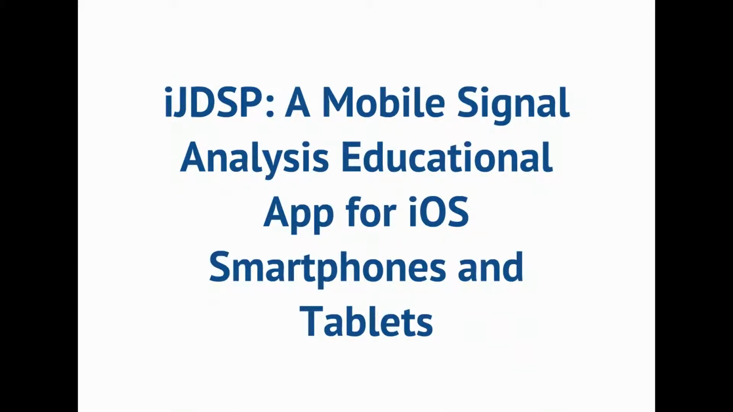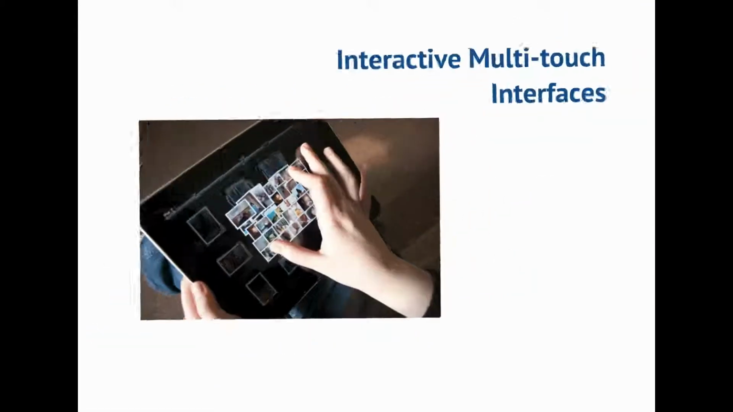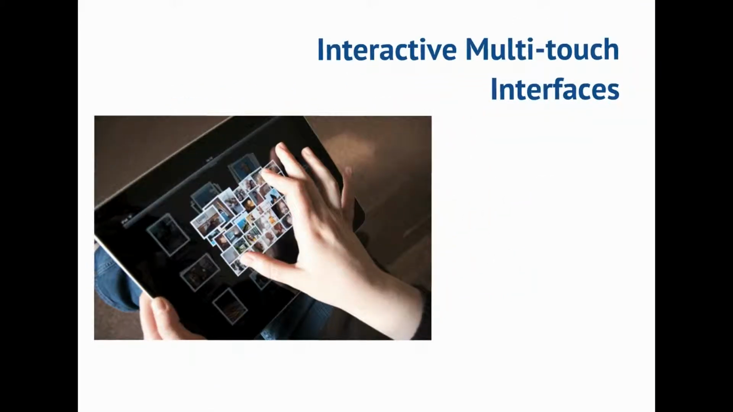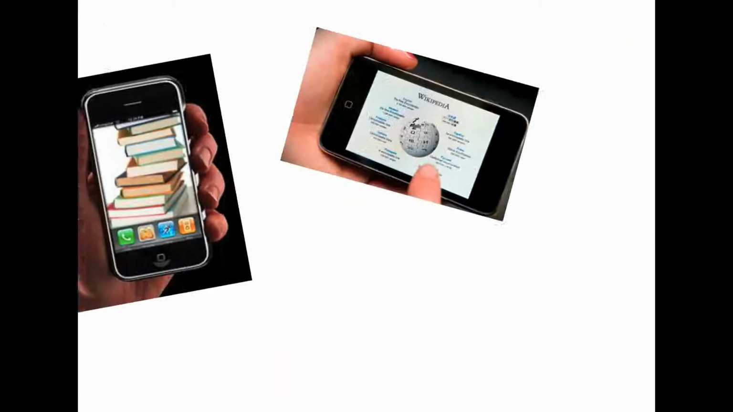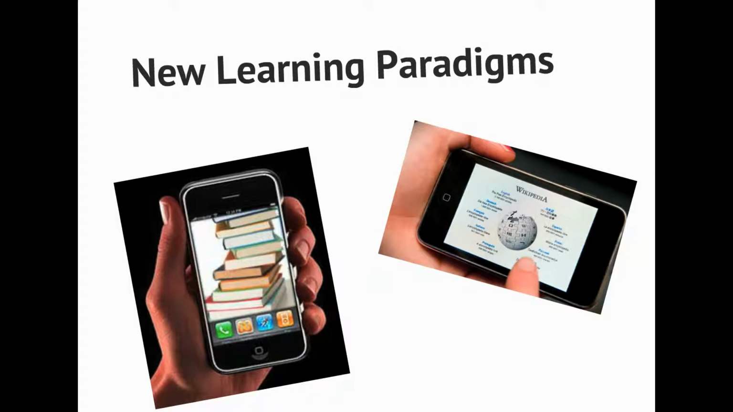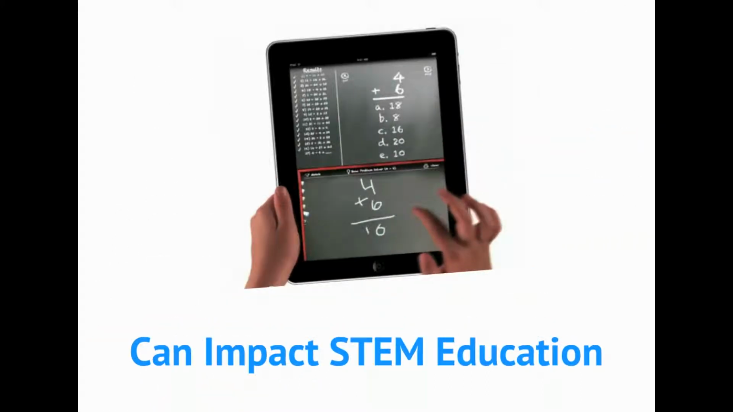This video gives a demonstration of iJDSP, a mobile signal analysis educational app. Modern smartphones and tablets with their sophisticated multi-touch interfaces can provide a rich user experience. Exploring these technologies presents a huge potential for developing new learning paradigms. Incorporating visual representations and interactivity into the curriculum can largely impact engineering education in particular.